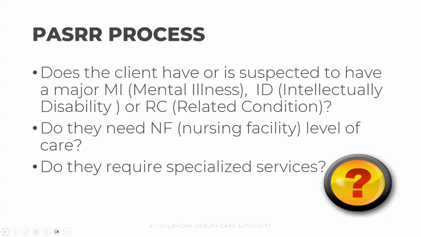And do they require specialized services? Do they need adaptive functioning, things like that? Do they need a wheelchair? If they have a mental illness, do they need to have counseling, outpatient services such as that? I know many of you have Millennium come in and things like that. So that would be like a specialized service. So that's kind of the PASSR process, is we ask ourselves these questions first before we do anything. Next slide.